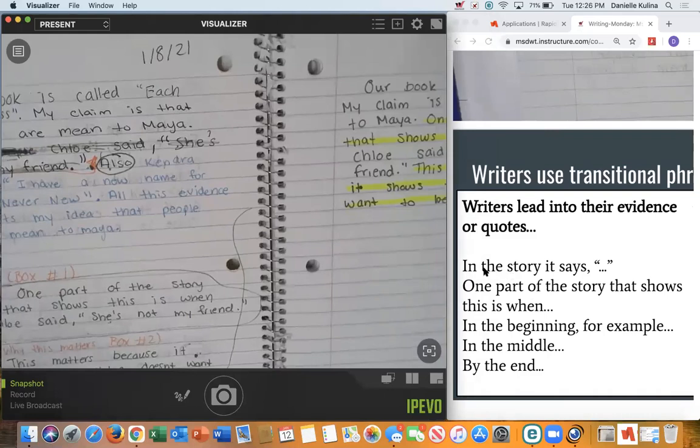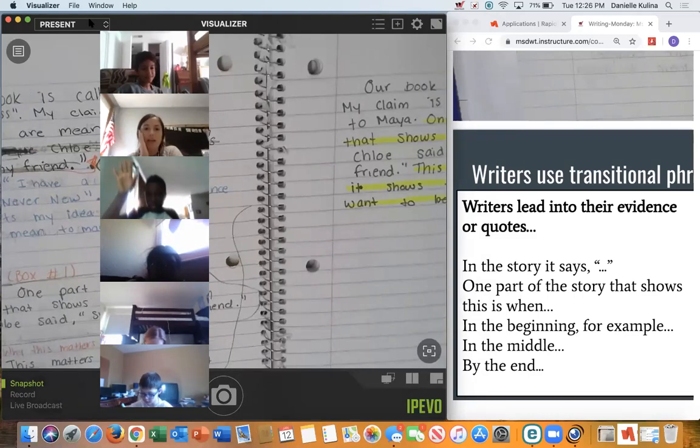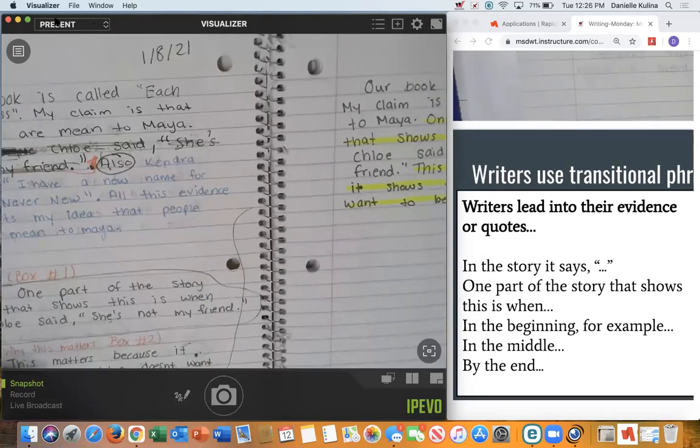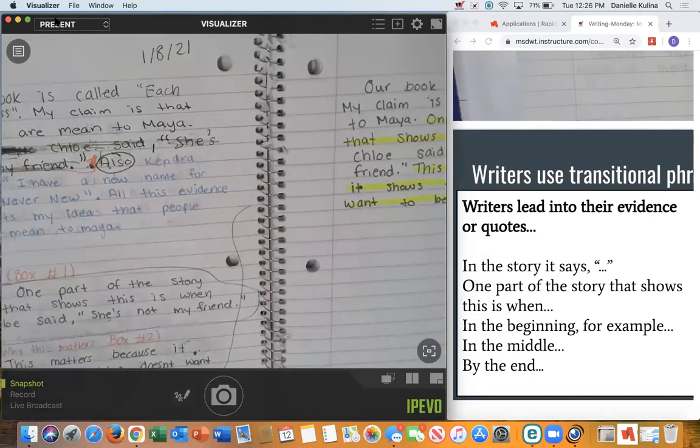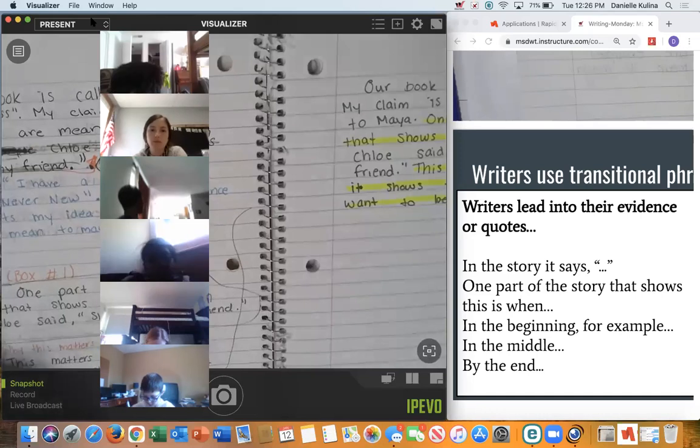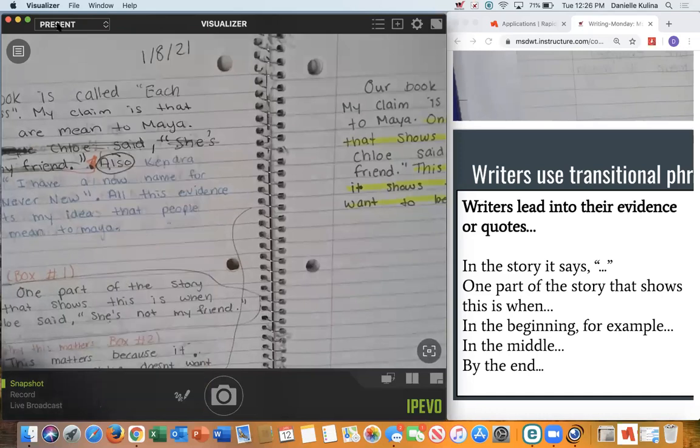So which one do we want to use? Do we want to say in the story, Kendra says, or in the middle, Kendra said? Which one? Raise your hand. Who wants to pick? Kamaya, which one do you want to use? In the story it says.